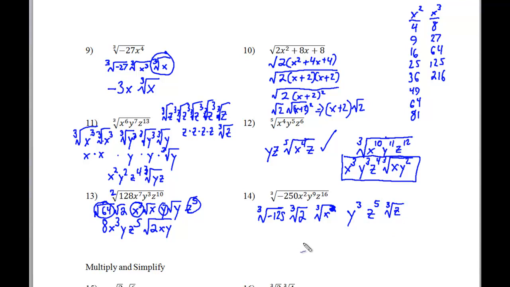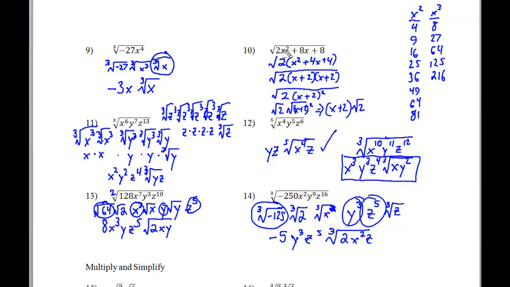So now what I'm going to do is simplify my numbers if I can, and I can do that because I have the cube root of negative 125, which is negative 5. And y cubed, that got out, so I'm going to put that there. z to the 5th, I'm going to put that there. And now I just take the entire cube root here. This is going to be 2x squared z.